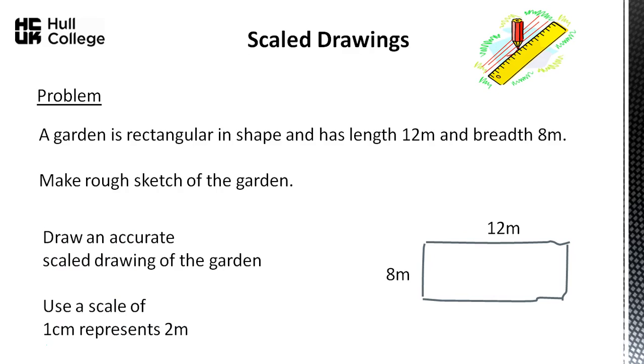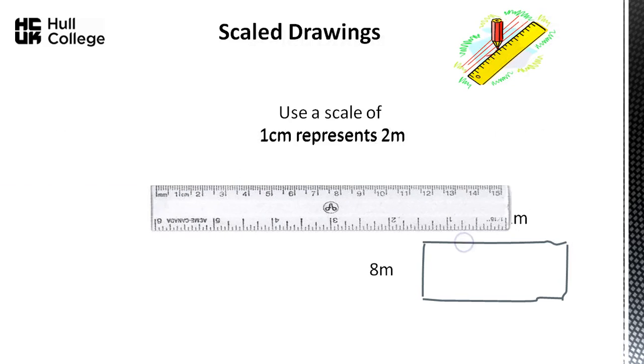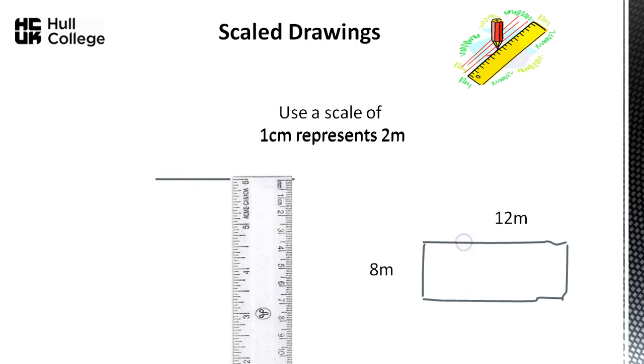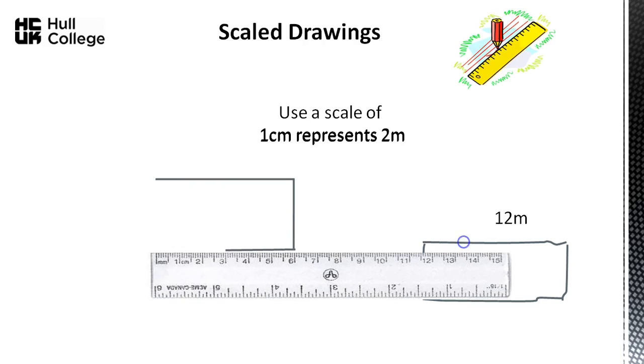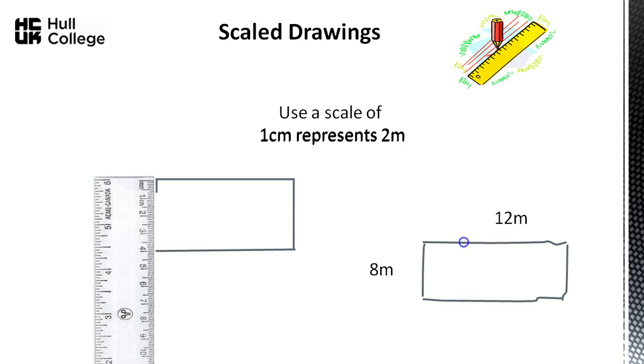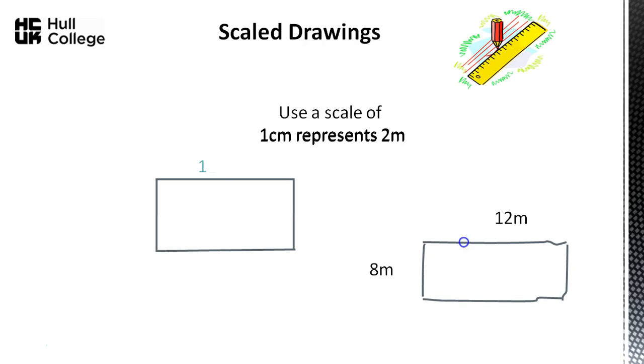Now you're going to draw an accurate scale drawing of the garden. Ask your tutor for some squared paper and a ruler. Use a scale of 1 centimetre represents 2 metres. Don't forget to label your diagram with the scale.